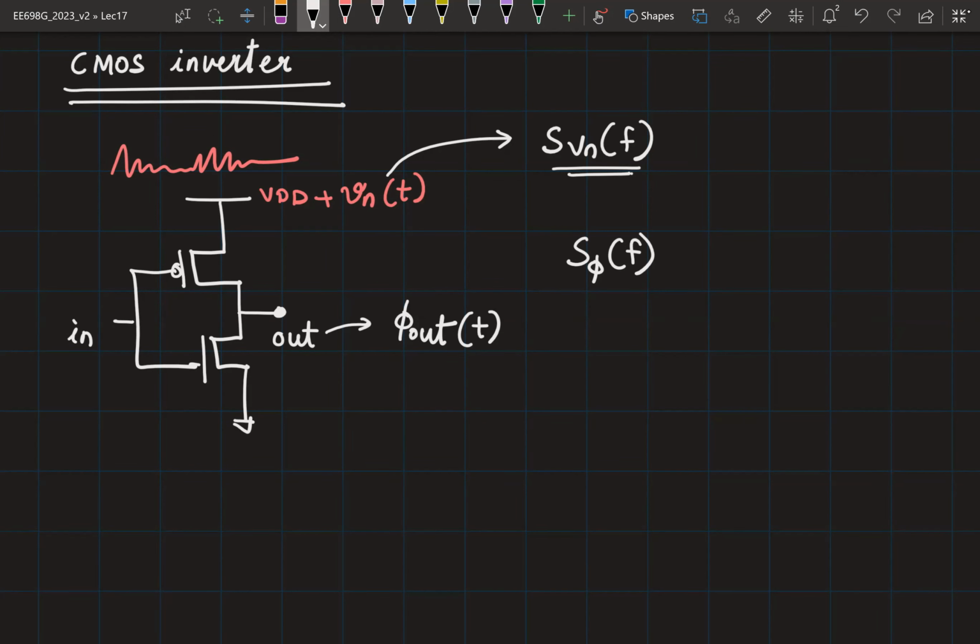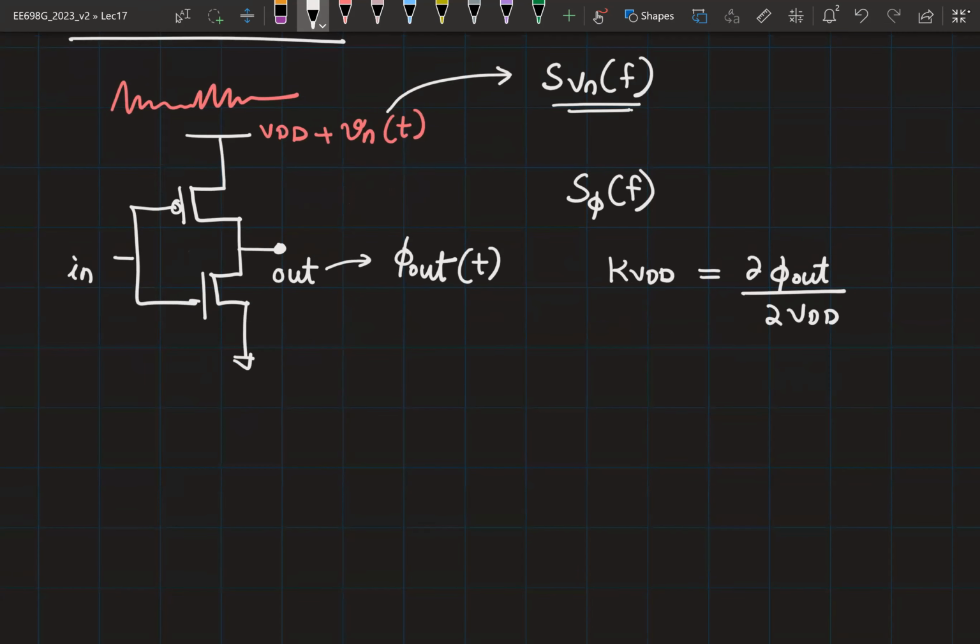Okay, right. So first step is to find the transfer function, right? So we can define a transfer function, KVDD, as partial phi out by partial VDD. So for a small change in VDD, by how much does my output phase change, right? So once we define this, for a small change in VDD, I can multiply this with this KVDD, and I will get a corresponding change in phi out at the output, correct?